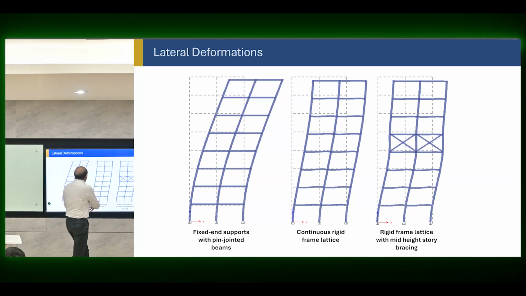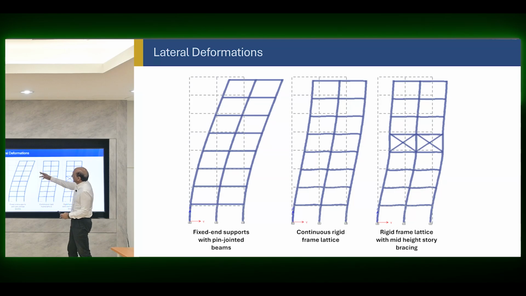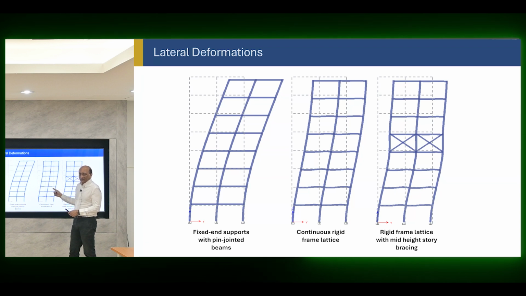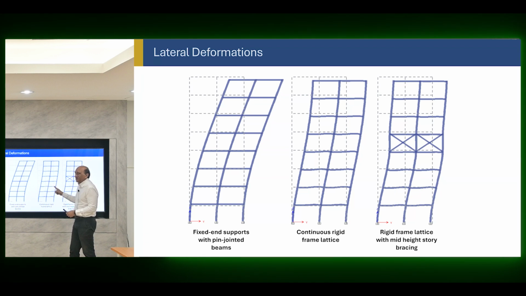So if you continuously rigid frame, you will see that the displacement becomes that much less. And now, when we put the beam into this one and rigidly connect it, the displacement is now controlled not by column size, but by beam size. So now if you want to control the drift further, you increase the beam size.